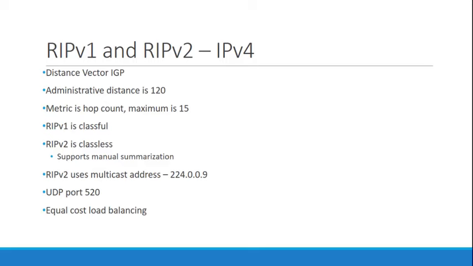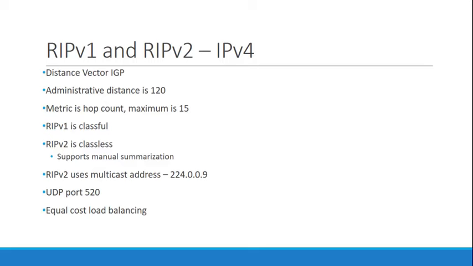RIP version 2 is classless, which means it will send subnet information along with its routing updates. So I can go ahead and do variable length subnet masking with it. So I can do my 10.1.1.1 IP address, and I can give it a 24-bit subnet mask, and now that network is 10.1.1.0. RIP version 2 can handle that. RIP version 2 automatically summarizes classful boundaries, but you can disable auto summarization and then manually summarize it, which I'll show you, and we'll look at that.